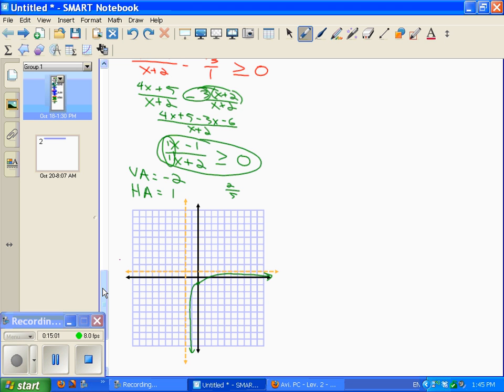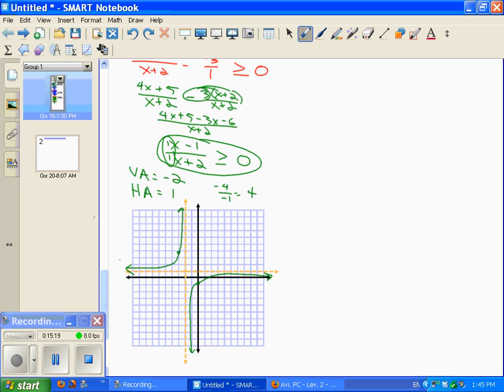Wait, I could be wrong. What happened here? Oh yeah, negative 3. So I'm going to get a negative 4 over a negative 1, which is positive 4. Better. So I get negative 3, positive 1, 2, 3, 4. So it's up here. This one's going to do that.